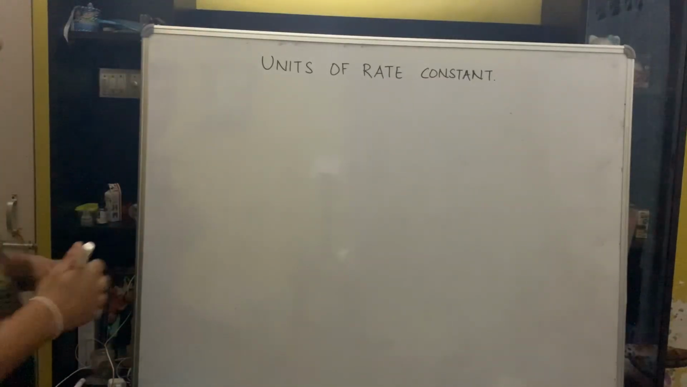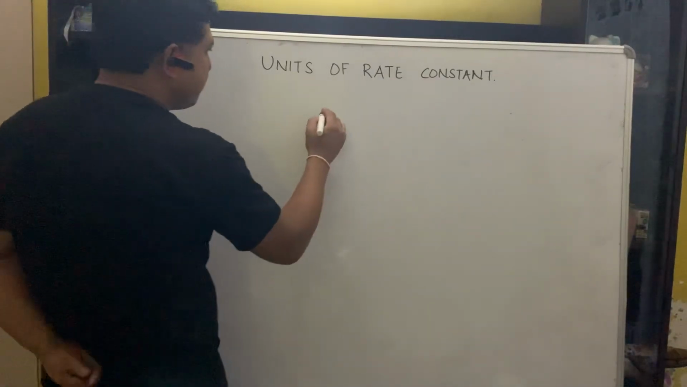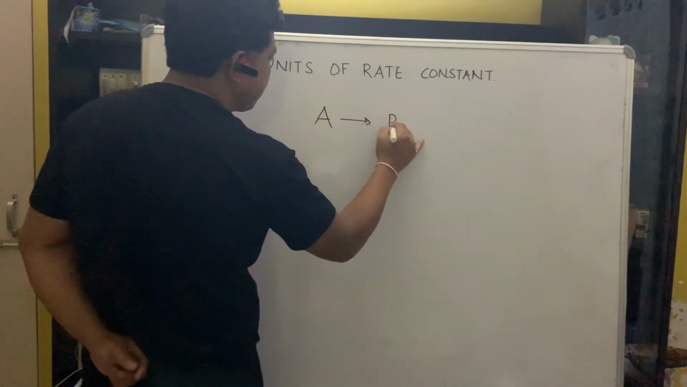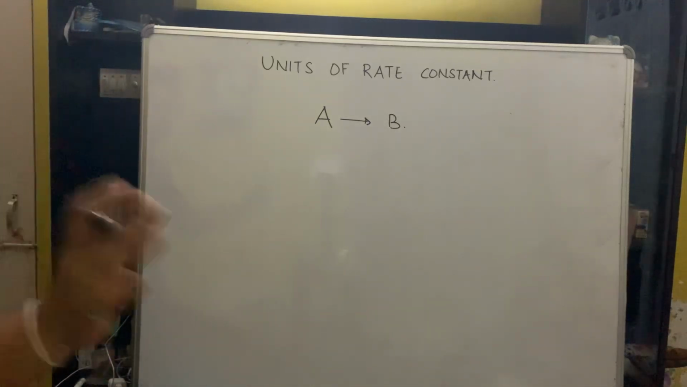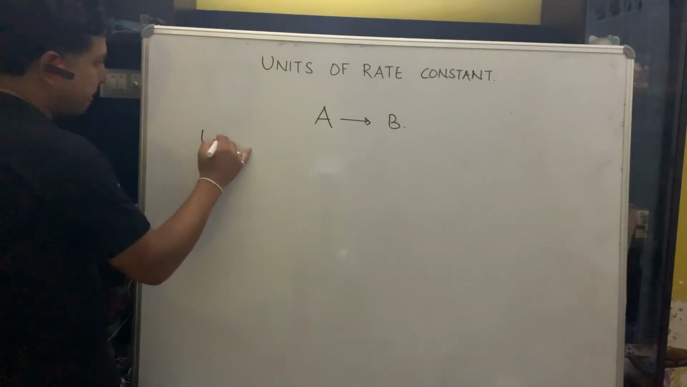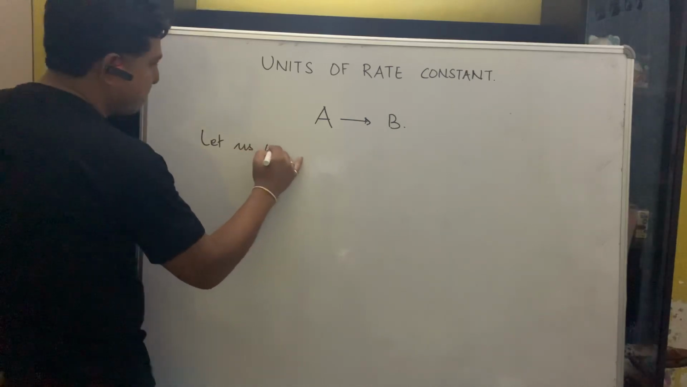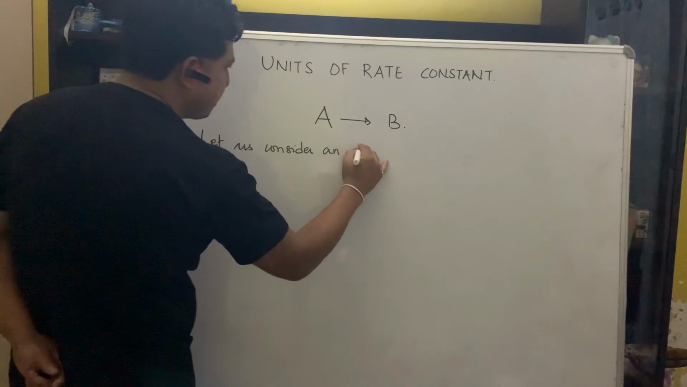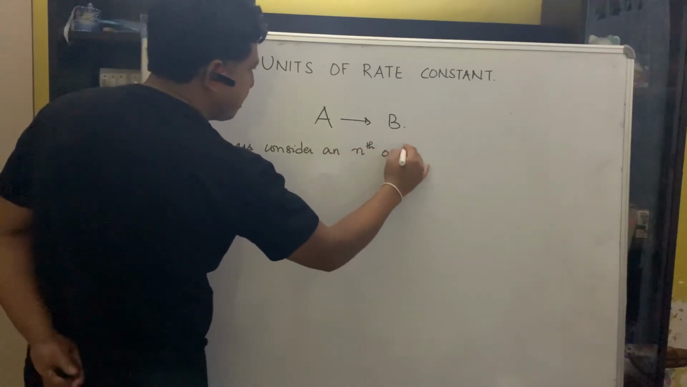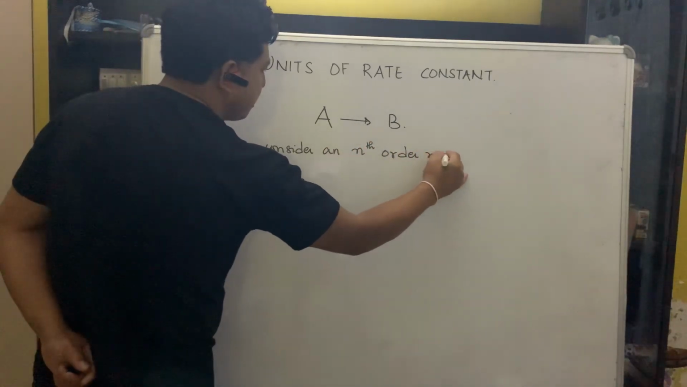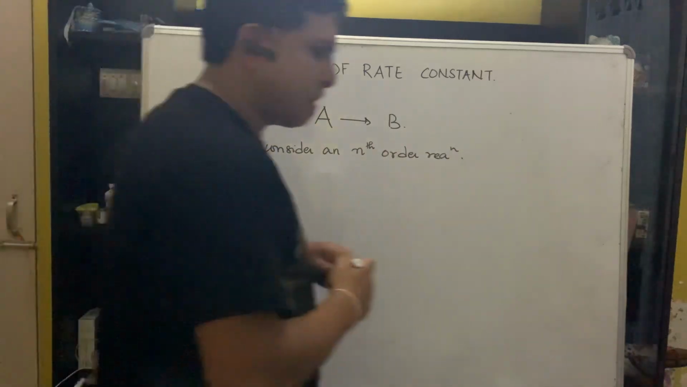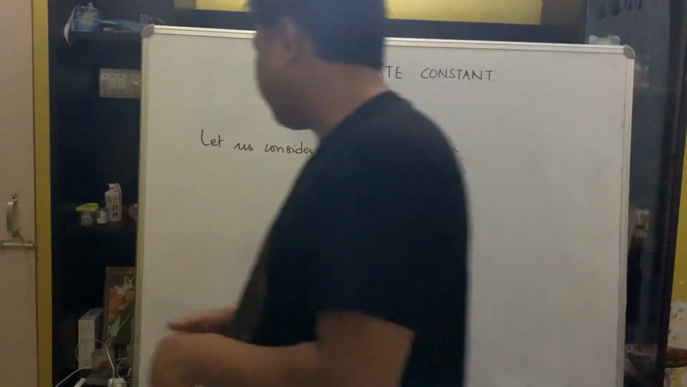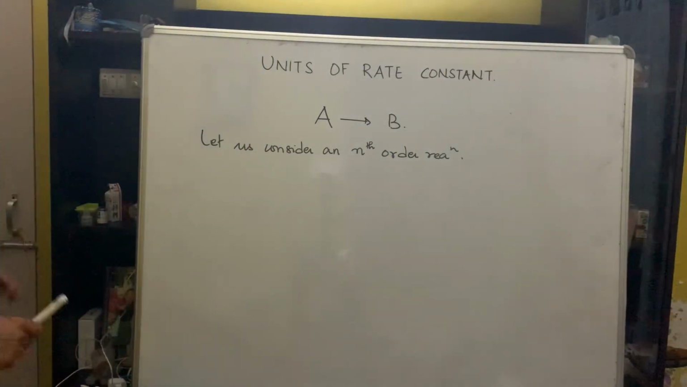Let us consider a reaction A gives B. We don't know the order, so let us consider an nth order reaction. What is the order of the reaction? The order of the reaction is n.